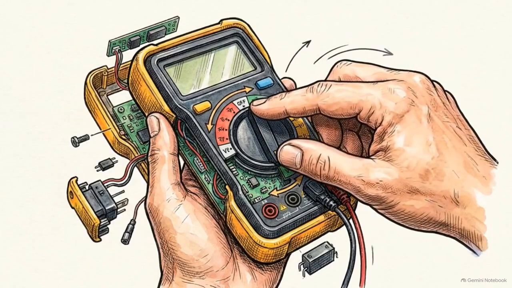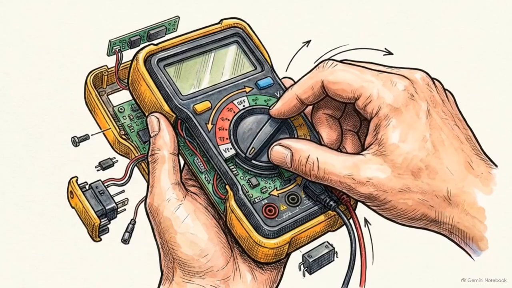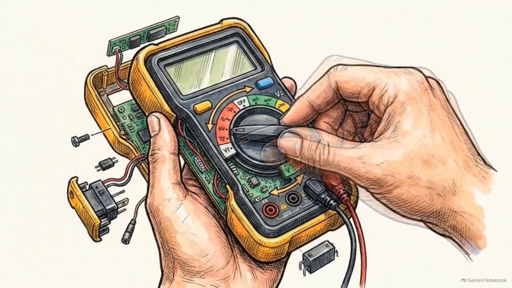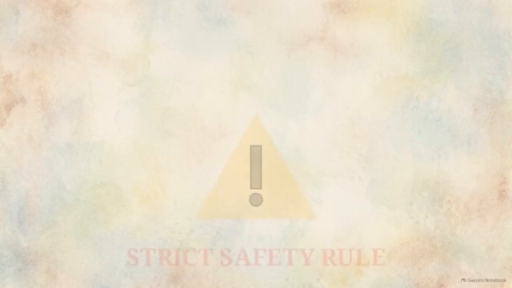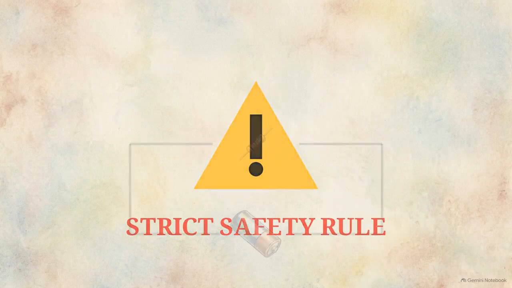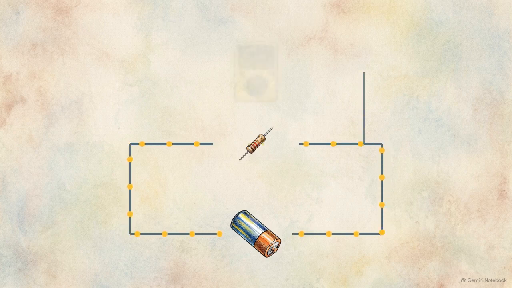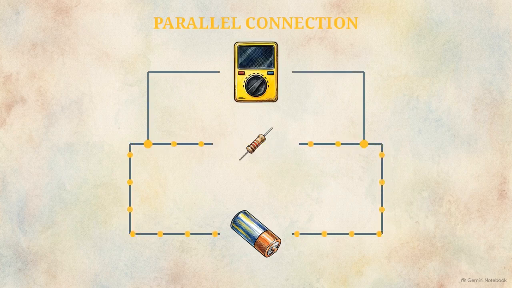To measure this force safely, professionals use a specific diagnostic tool called a voltmeter, or a standard digital multimeter set to the voltage function. Here is a strict safety rule. A voltmeter must always be connected in parallel with the load. You must never wire it in series directly into the main path.